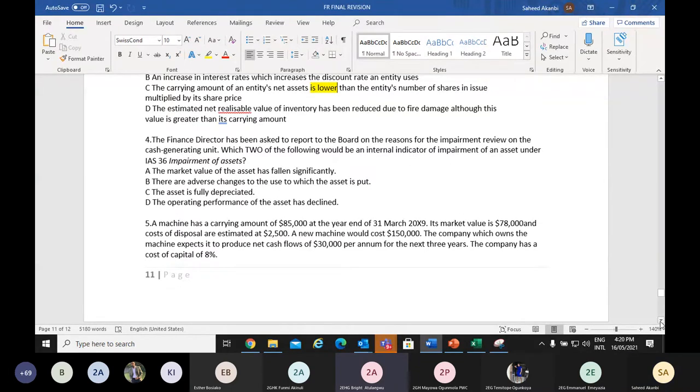The director has been asked to report to the board on the reasons for the impairment review on the cash generating unit. Which two of the following would be an internal indicator of impairment of an asset under IAS 36, impairment of assets? One, market value of the asset has fallen significantly. Two, there are changes to the use to which the asset is put. Three, the asset is fully depreciated. Four, the operating performance of the asset has declined. So what's the answer? B and D.